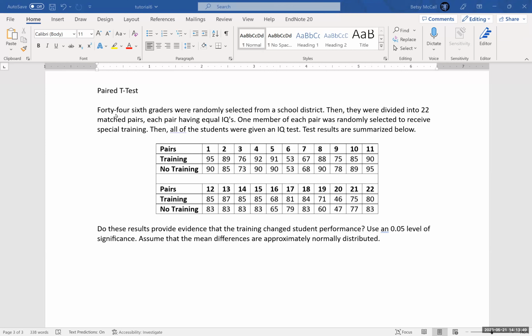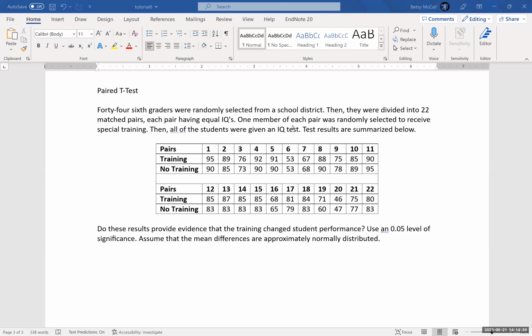All right, so let's look at our problem. We've got 44 sixth graders randomly selected from the school district, and they were divided into 22 matched pairs. Notice these are different students, but they're matched. In this case, they're being matched to have similar IQ scores, but sometimes they can be matched for multiple reasons. Here they're matched by this one condition.